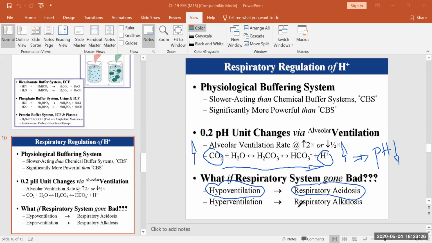Now let me reverse the process. What if instead of increasing, we talk about decreasing?